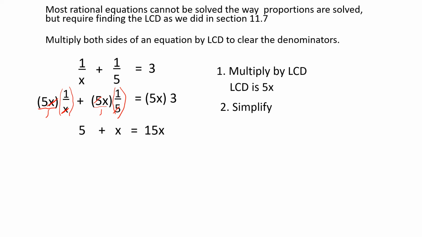So all I'm doing here is simplifying. Remember, we got 5, then they canceled out, we got x, and then 5x times 3 is 15x. After we've simplified, we're now ready to solve. So we're going to get our variables on one side. So I'm going to subtract x from both sides. And I end up with 5 equals 14x. I'm going to divide both sides by 14. And I end up with x equals 5/14.